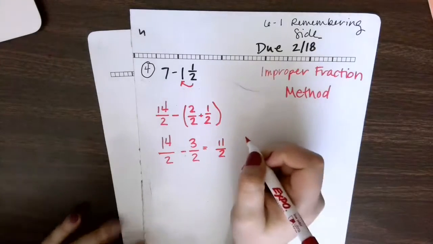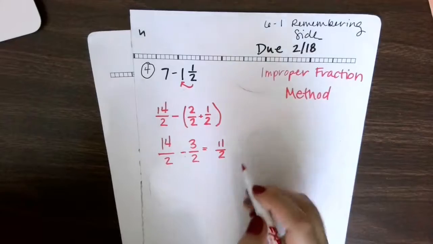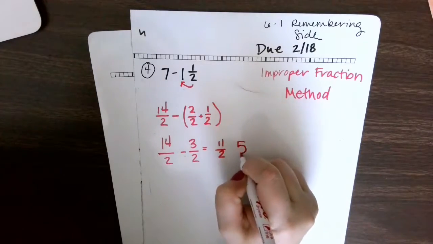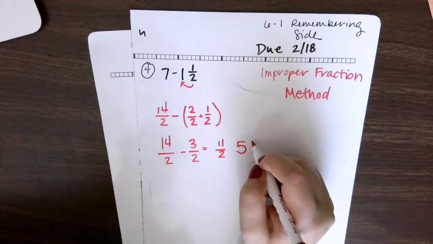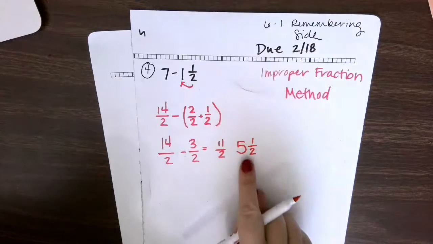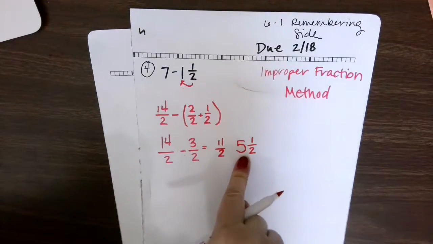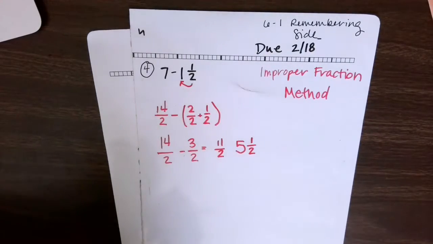And I need to simplify my answer. I know that 2 times 5 is 10. So I know that I can get 5 whole pieces back together. And that leaves me with 1/2 left, leaving us again with 5 and 1/2 as our answer, which is the same answer we got when we regrouped. Both of these methods are good to use on your homework. Give them a shot.